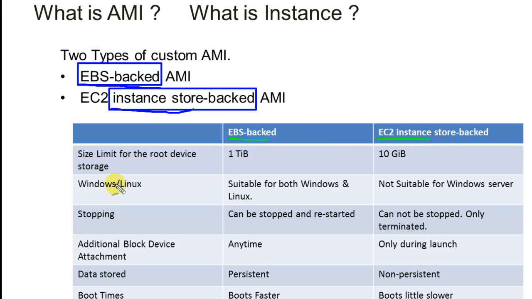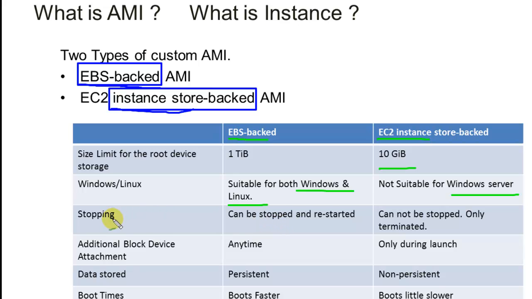The first difference is in the size limit for the root device, where your bootable root device will stay. In EBS backed, the root device size can be 1 terabyte. In the case of EC2 instance store backed, it can be 10 GB maximum. EBS backed is very much suitable for both Windows and Linux, because EBS is an external hard disk which can be mounted and unmounted, but EC2 instance store is only suitable for Windows Server.